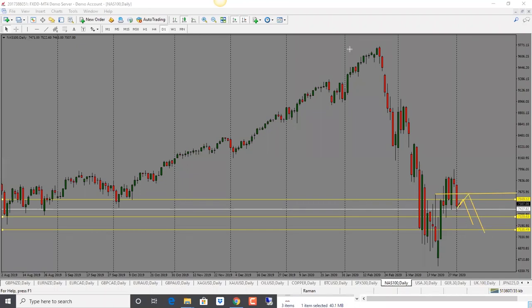But overall, bias remains to the downside. First target is 7320, and then 7135 here, or even 7150, I would say. 7150. So 7320 and 7150. So bearish bias for Nasdaq.